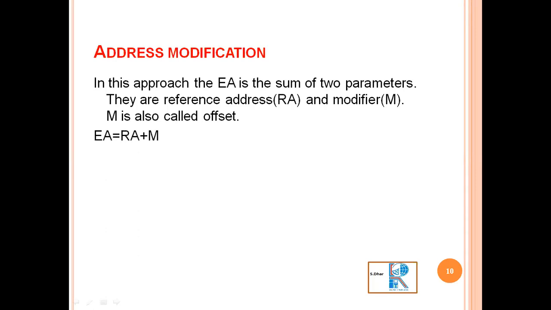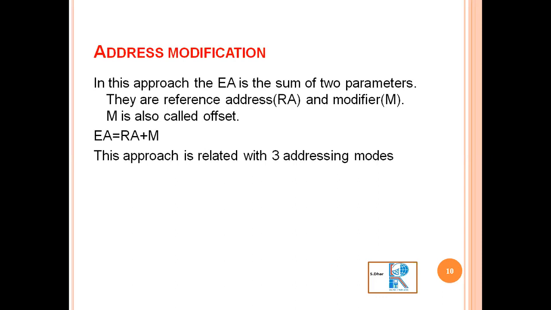That means in this type of addressing mode, the address is modified. Whatever address is mentioned in the instruction, the processor has to find out the effective address from the operands. And how will it find the effective address? The effective address is the summation of the reference address RA and the modifier M. Now you can ask me what is the reference address and what is the modifier.